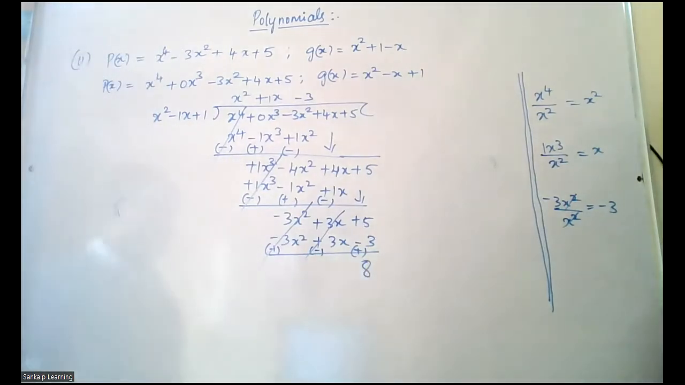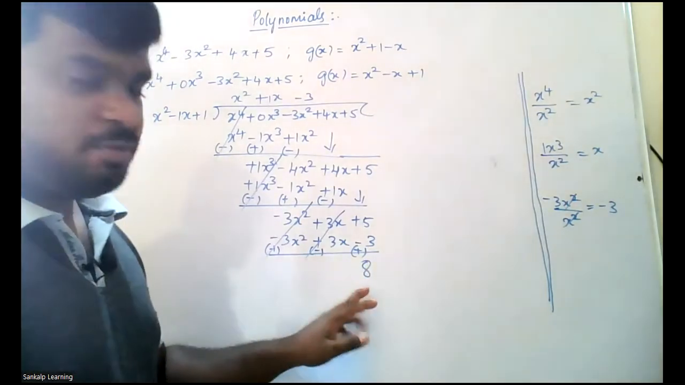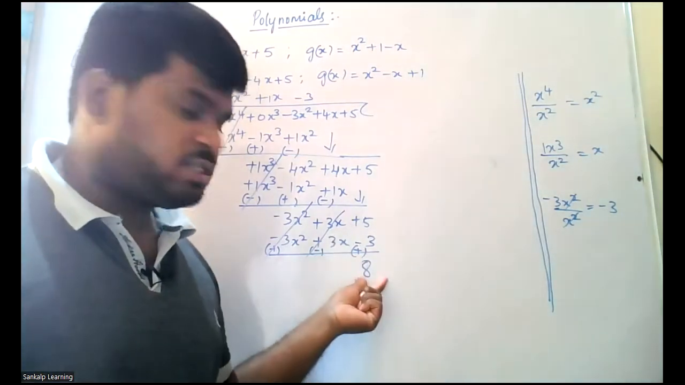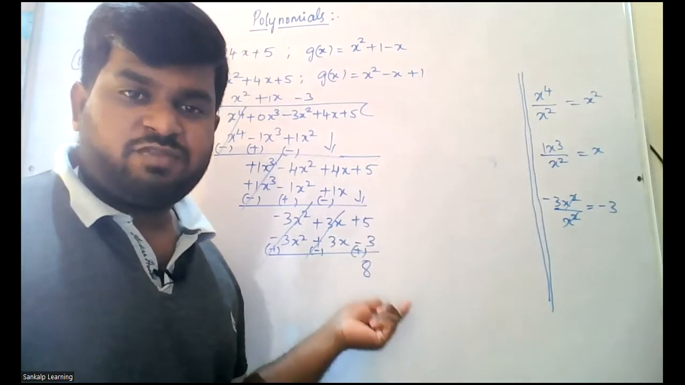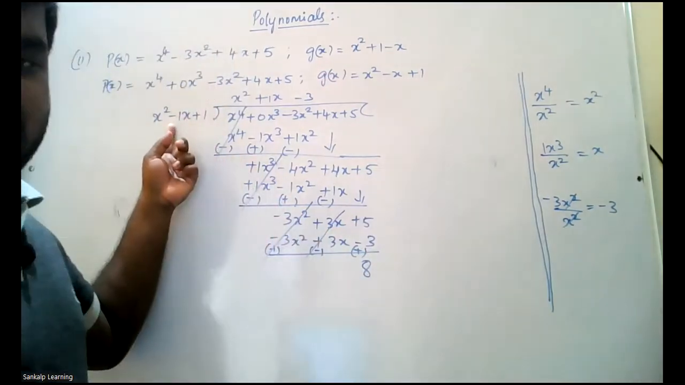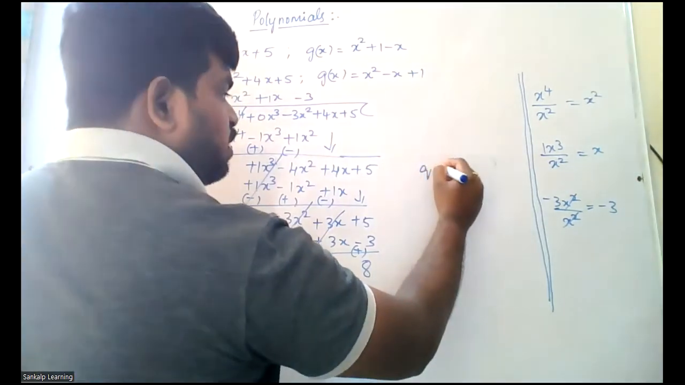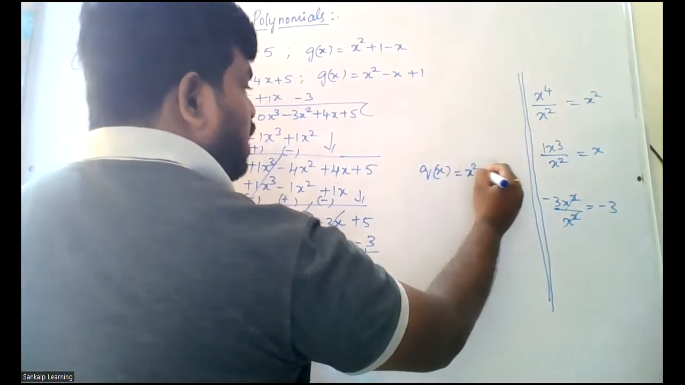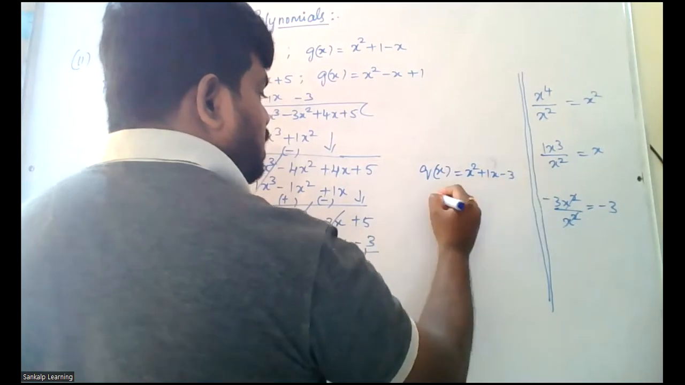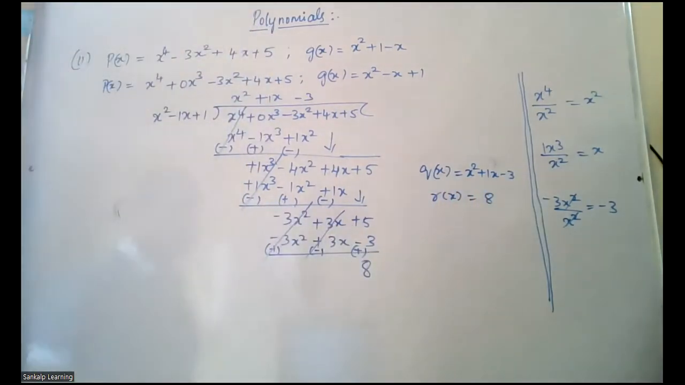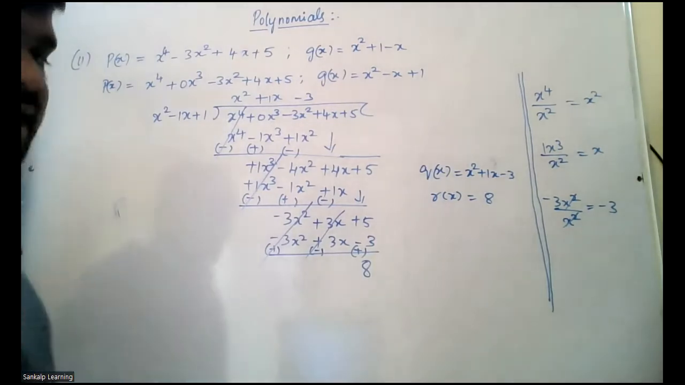Okay. Therefore, this is our remainder, because the degree is what? Degree of a constant number is 0. This is a constant polynomial. What is the degree of this? 0, which is less than the degree of the divisor. Therefore, we stop here. Okay, what is the quotient? Q of x is x square plus 1x minus 3, and our remainder is 8. Okay. Similarly, let's do the next problem.